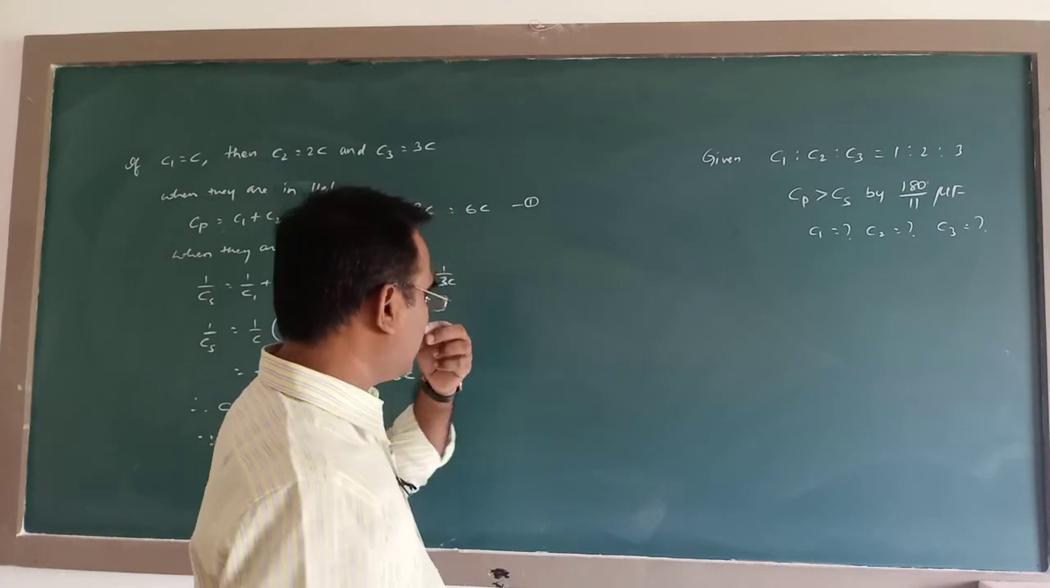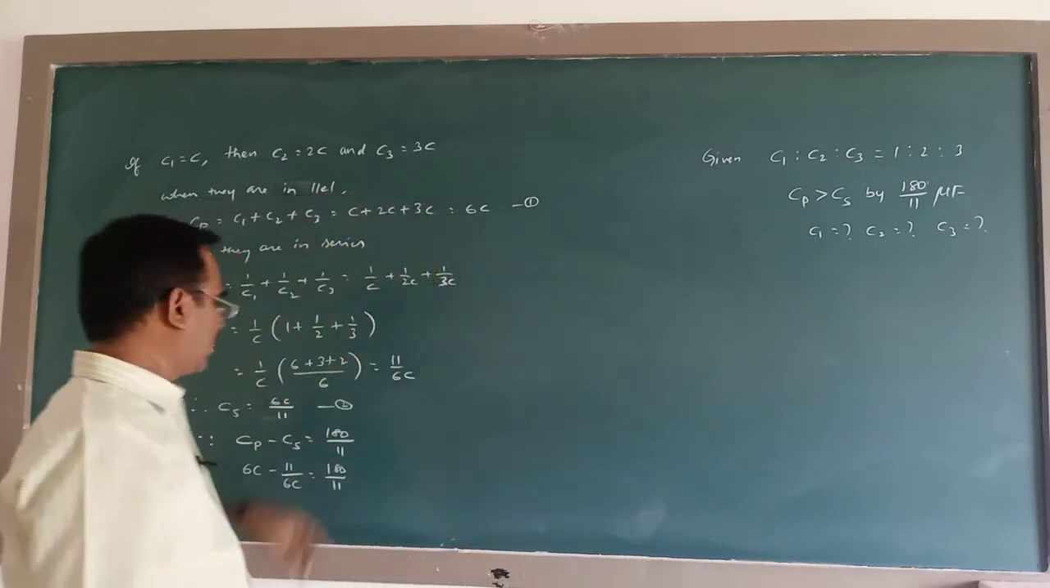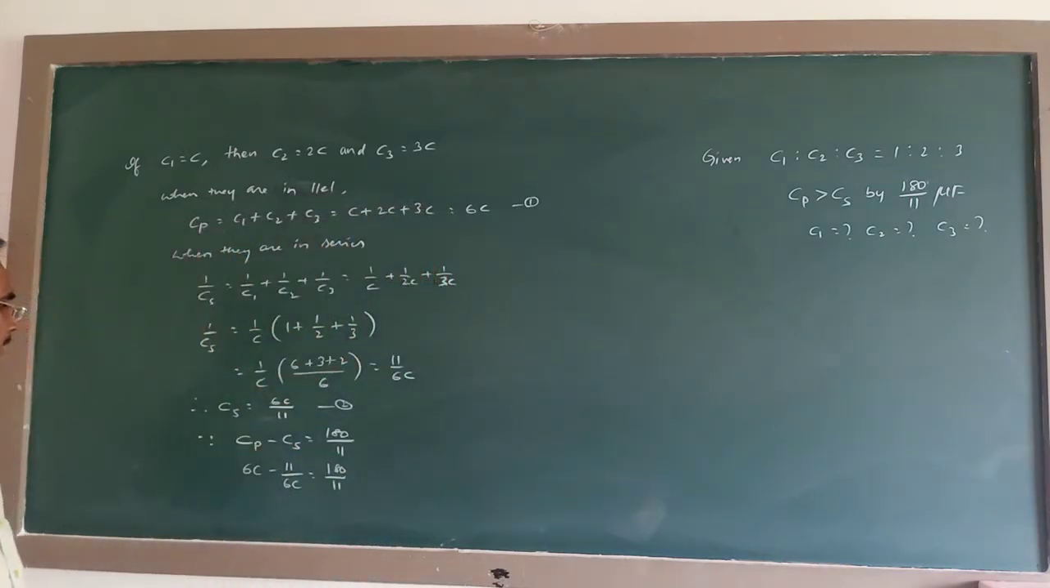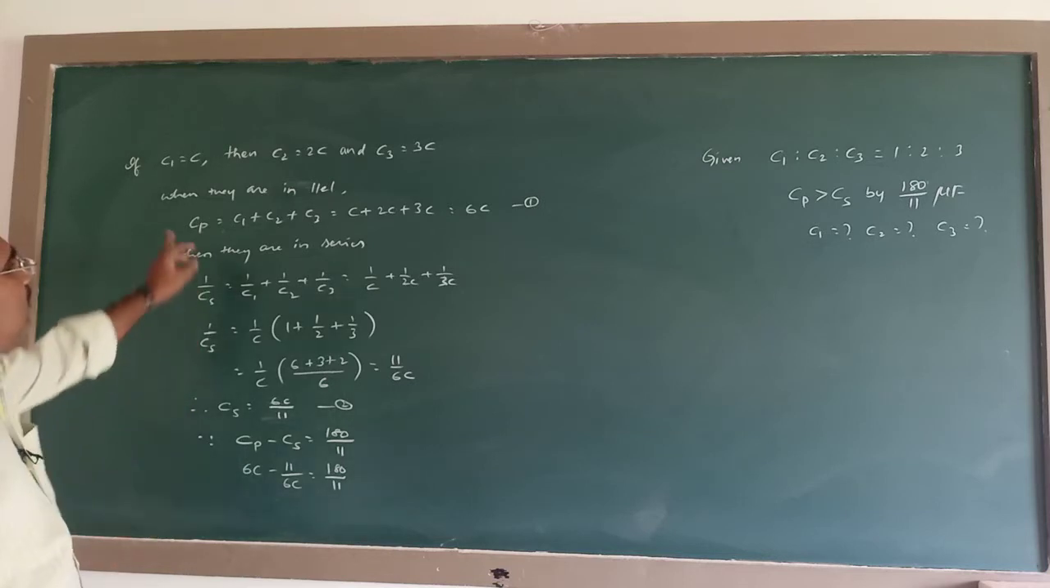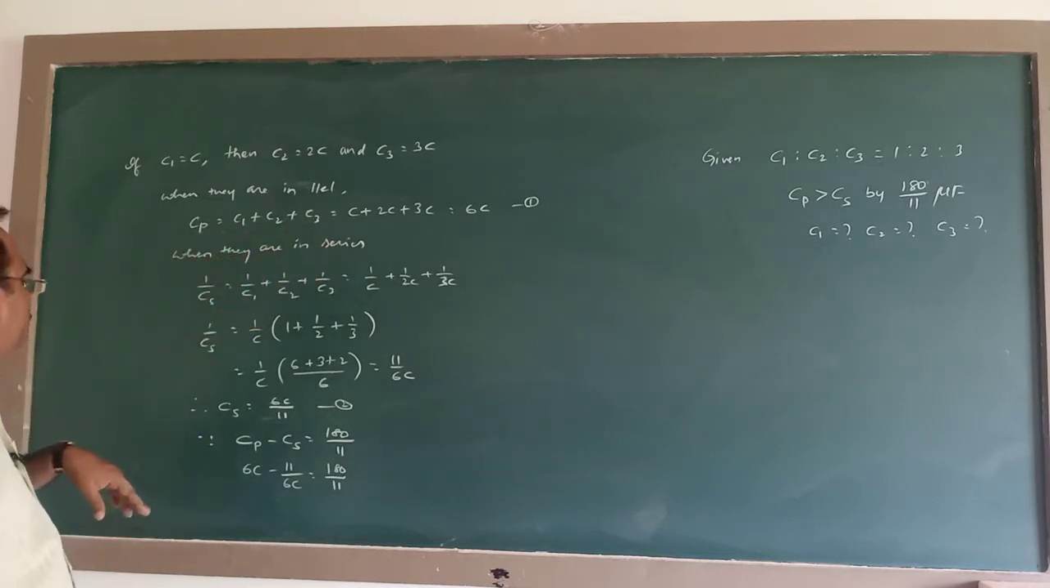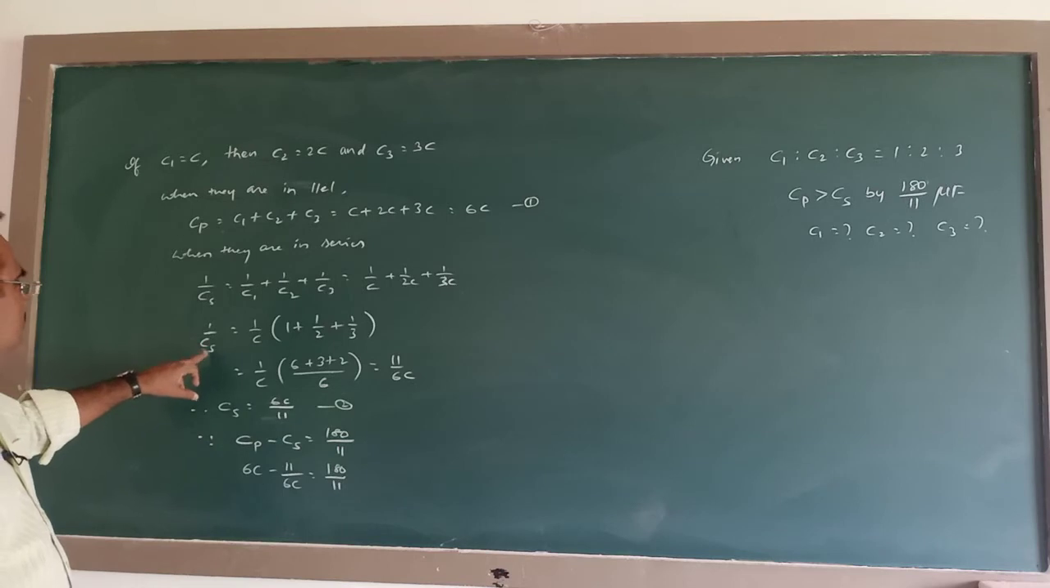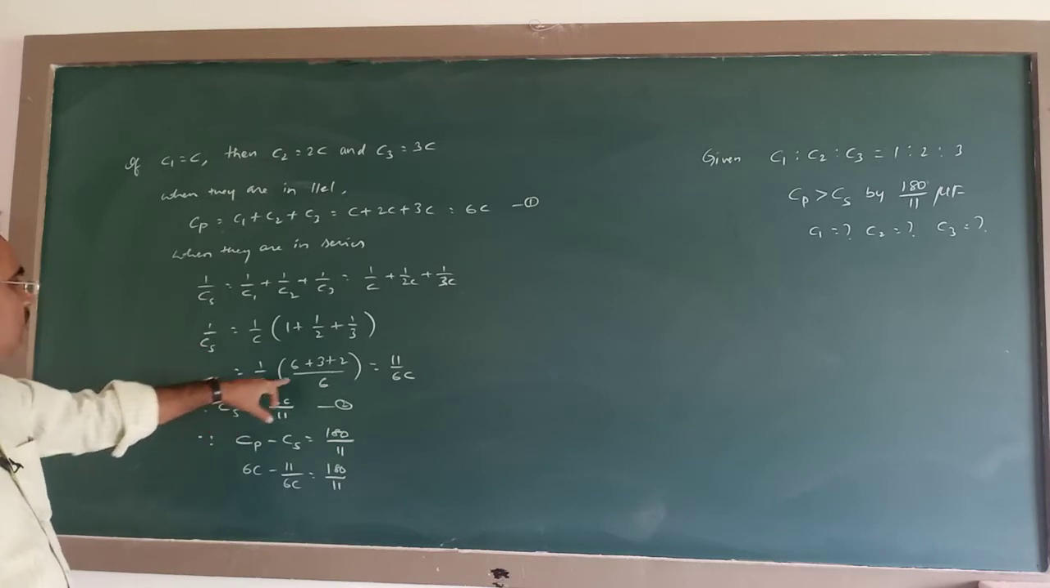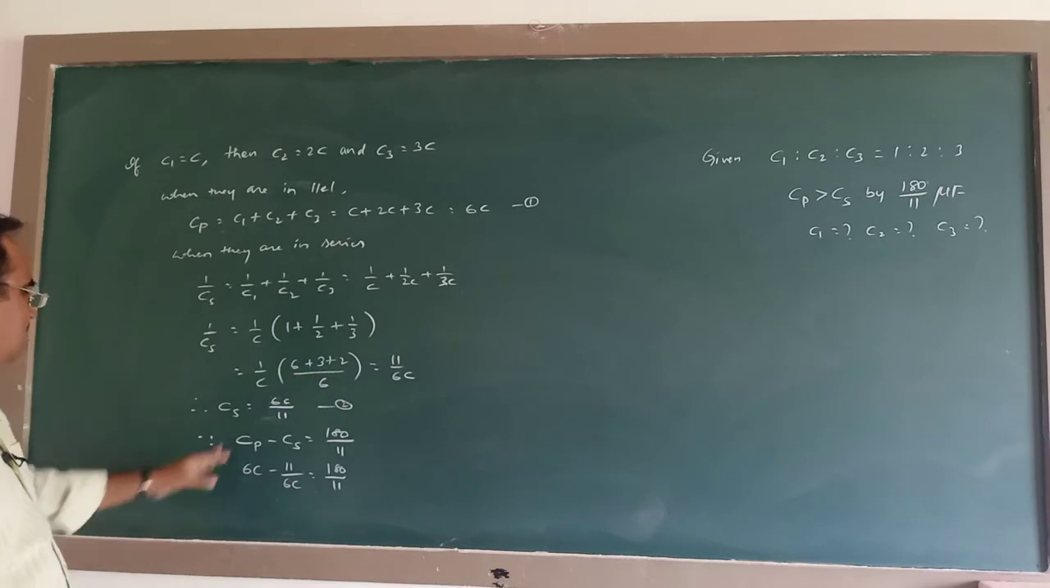CP is greater than CS by 180 by 11. That means CP minus CS is 180 by 11. Now this CP is 6C. CS, 1 by CS is 1 by C into this term, so it is 6C by 11.